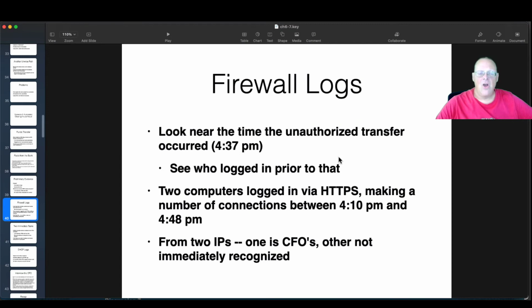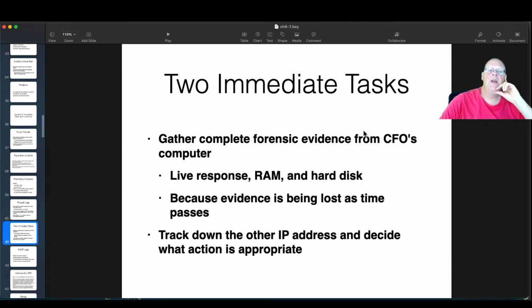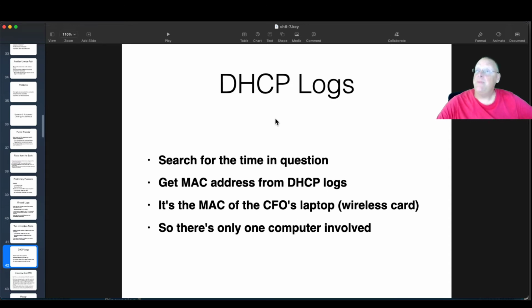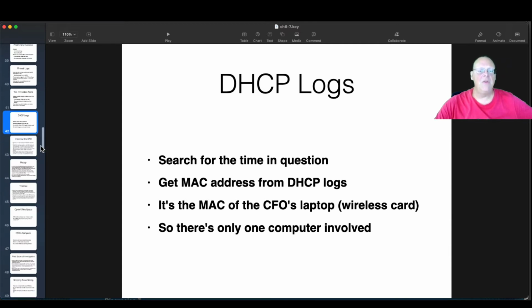Looking at the firewall logs, you can see two computers logged in, making a number of connections from two different IPs. One is the CFO's office, and the other is not immediately recognized. So you go to collect the evidence from the CFO's computer, and then, because now you know this computer is pretty clearly involved, collect the evidence and preserve it, and then try to find the other IP address, go into the DHCP logs. DHCP shows that that is the wireless card of the CFO's laptop. So now you have two things happening from the same computer. It seems like there's only one computer involved in all this.